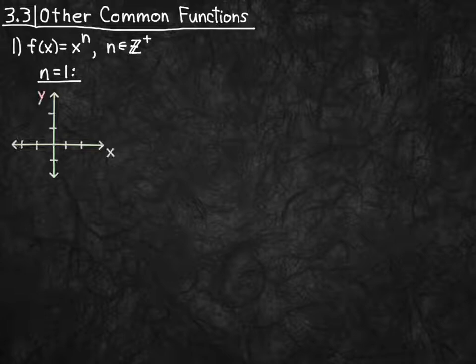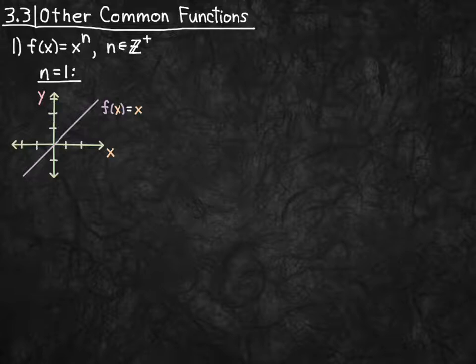So for n equals 1, we get f of x equals x, or y equals x. That's a line. And notice it goes through the point 0, 0, and it goes through the point 1, 1. So in other words, if you go over 1 and up 1, you get another point on the line.